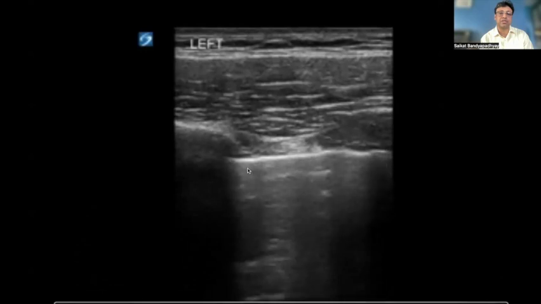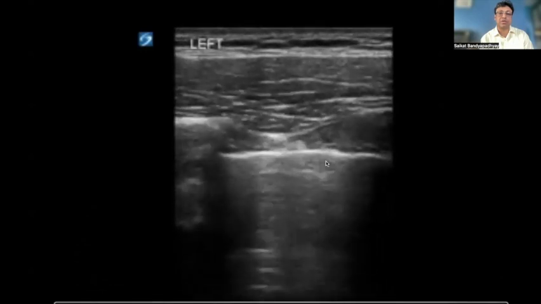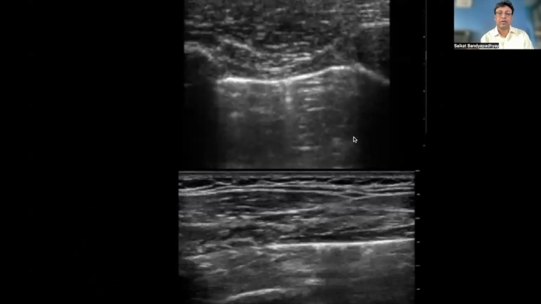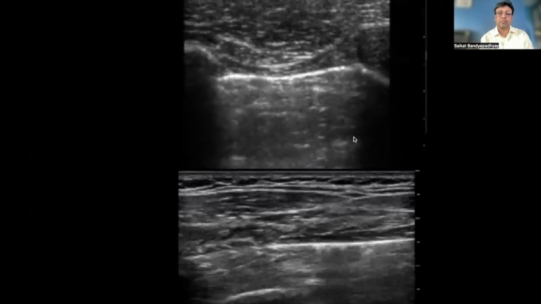There's no lung sliding. So this is pneumothorax. What is this? Again, you can see very good lung sliding over here. This is a normal lung. Compare these two images.